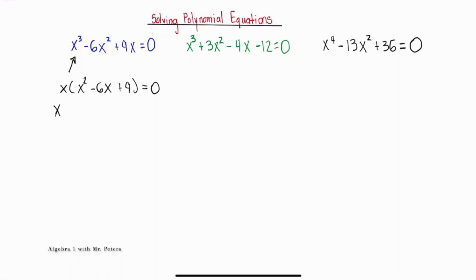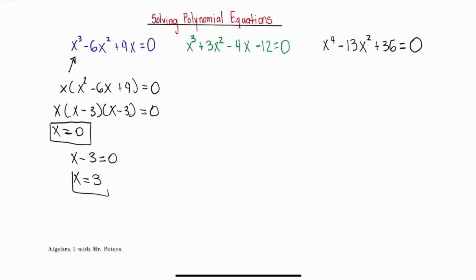So GCF of x stays on the outside. We break the trinomial down as x minus 3 times x minus 3. And this is equal to 0. Now we set all our factors equal to 0, so x is equal to 0 is our first one. And then we notice that these two are the same, so once we solve, we're going to get the second factor of x is equal to positive 3.